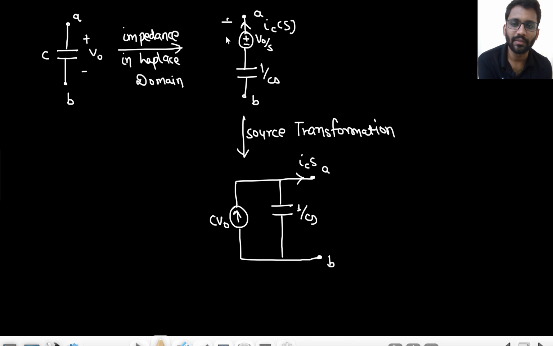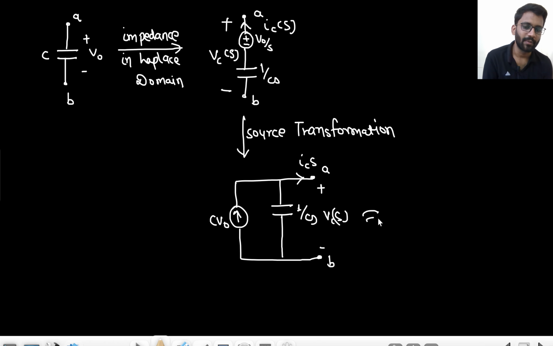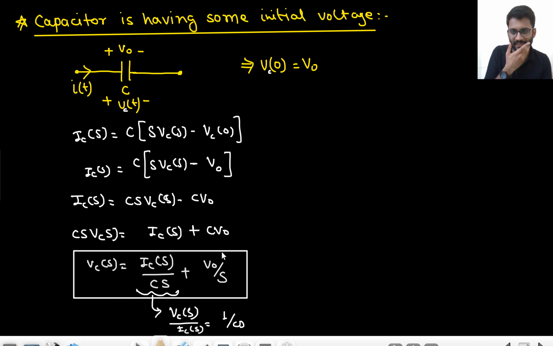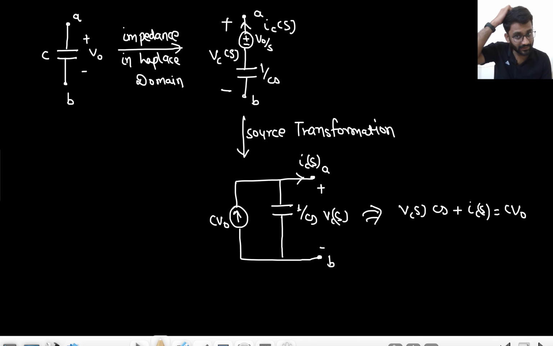So you can tell me this will be your VC(s), and this will be your VC(s). If you want to write down the equation from here, what will you write? VC(s) by 1 upon CS. So that is the outward current plus IC(s) is equal to CV naught. Did I write it correctly? IC(s) is equal to CS V(s).